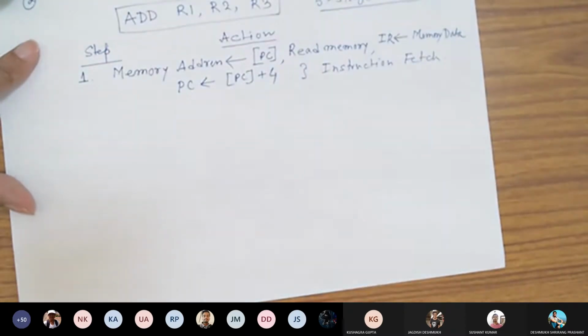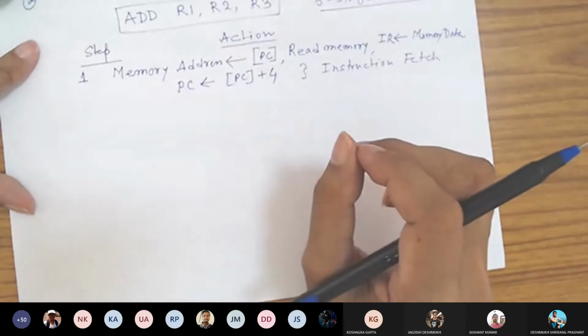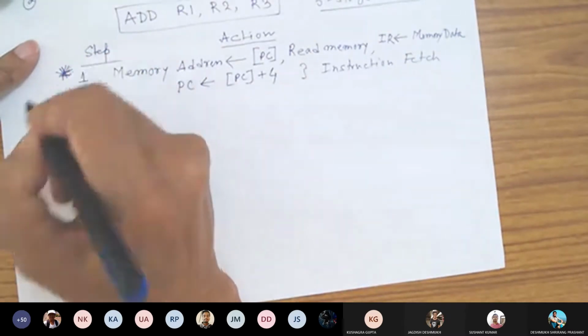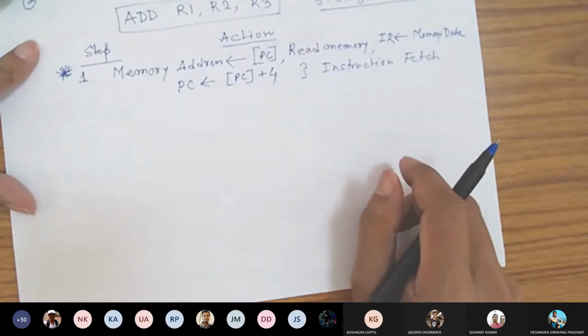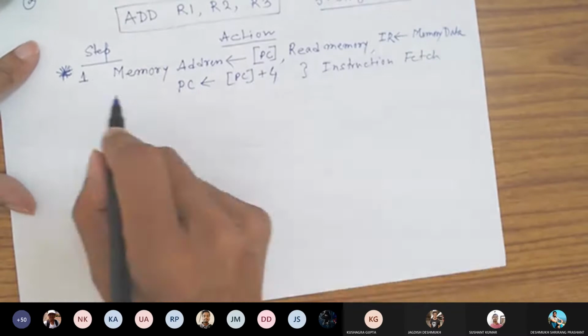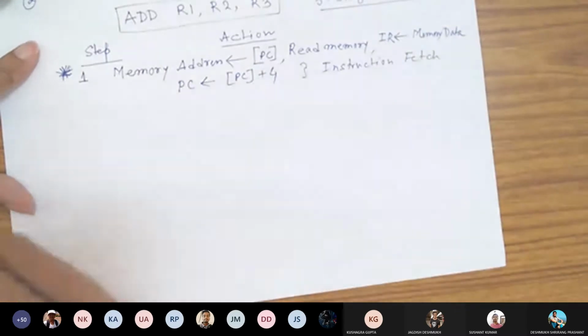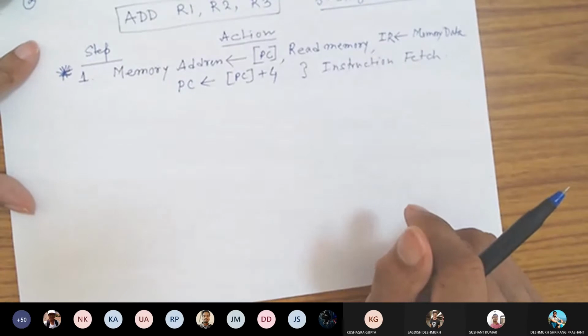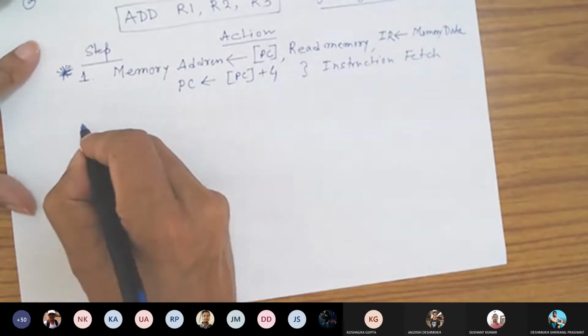And this is common for all instructions. That's why I can put an asterisk mark. So this is a mandatory step. You will not find any change in this step. This will always happen. So what will be my second stage?